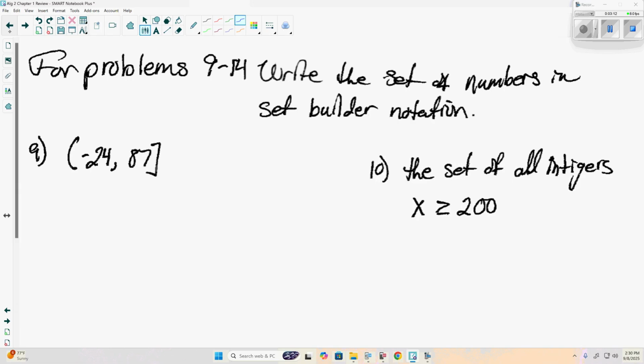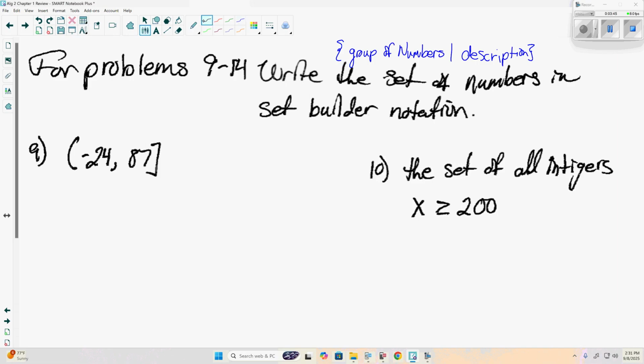Questions 19 through 24 is set builder. So we have brace. And the first part is going to be our group of numbers. Bar. Description. When I say group of numbers, we're talking about what type of numbers we're talking about. Are we talking about the natural numbers, the rational, irrational, integers, real numbers?